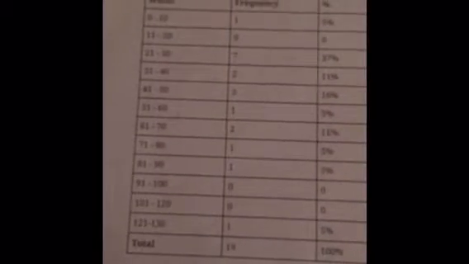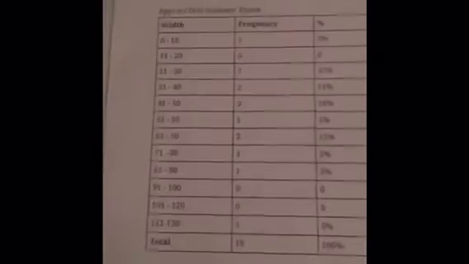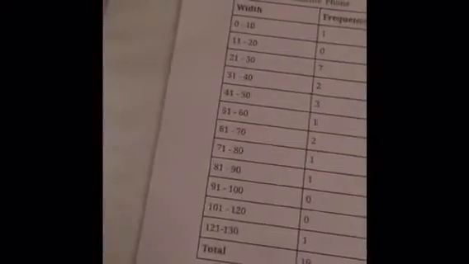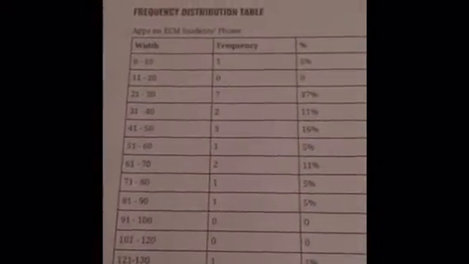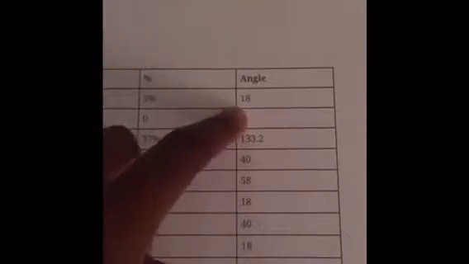Here's our frequency distribution table of the apps on the ECM students' phones. Here's the width, here's the frequency, the percentage, and the angle. We got the width from the data we collected, and the frequency is how many times the numbers popped up. We took how many numbers popped up, divided by 20 times 100, to get the percentage, and the percentage times 3.6.